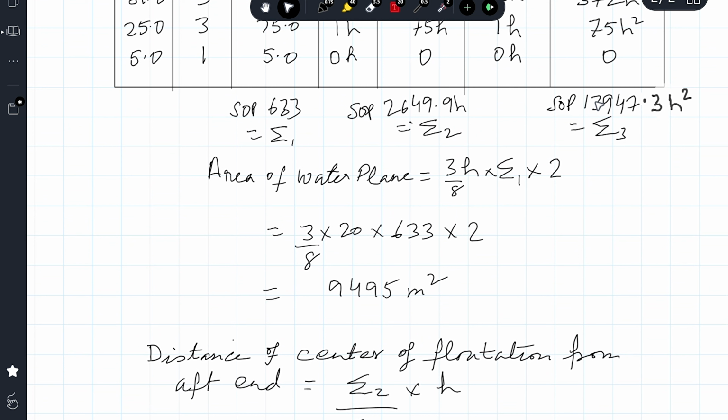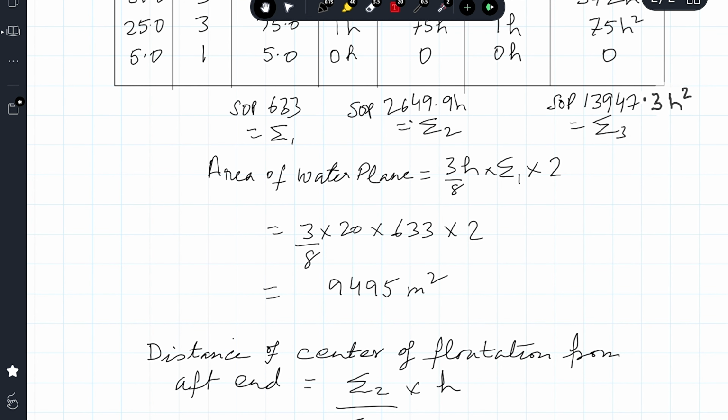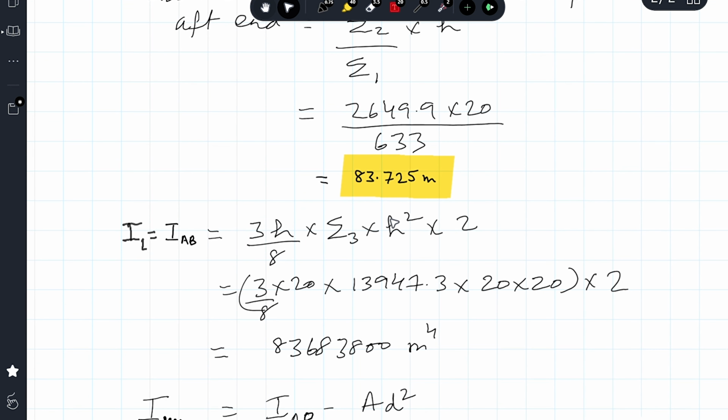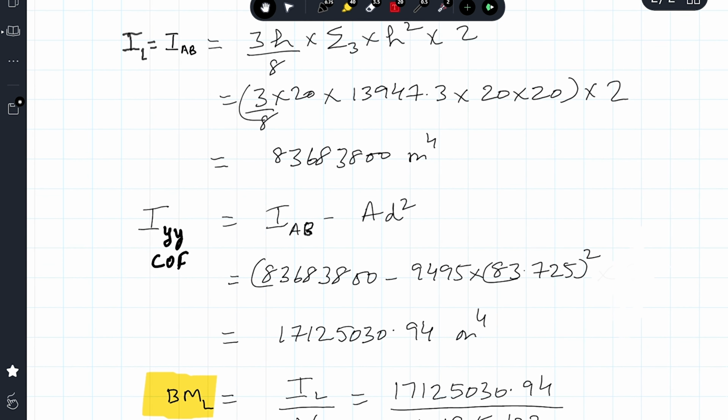From here, this is 13947.3, summation 3, h square also. H square, don't forget there is h square here. H square must appear, and multiply by 2 to get the moment of inertia of the whole water plane. So we get this 8368380 meter raised to the 4. So this is the longitudinal moment of inertia about aft end, because we took levers from aft end.